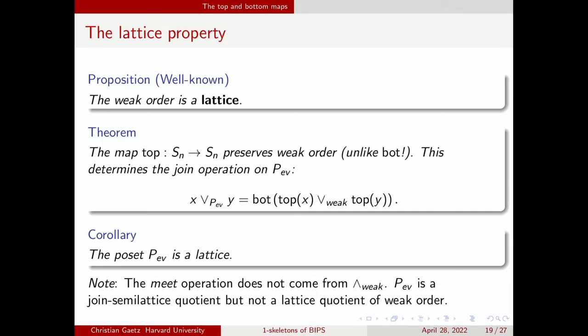I should say, I don't know a good description of the meet in this poset. So this is actually slightly technical. EV is a join semi-lattice quotient, but not a lattice quotient of weak order. In particular, it doesn't inherit lattice theoretic properties of weak order, like being semi-distributive.